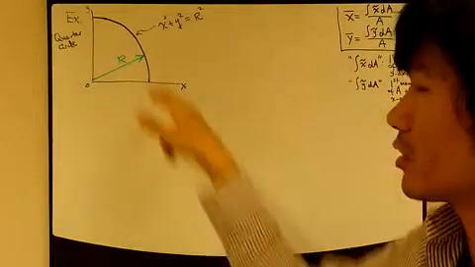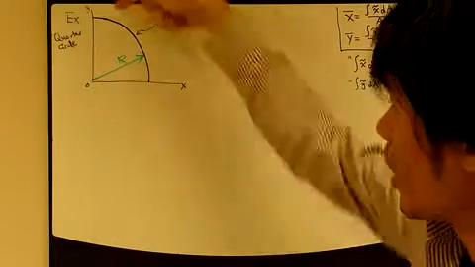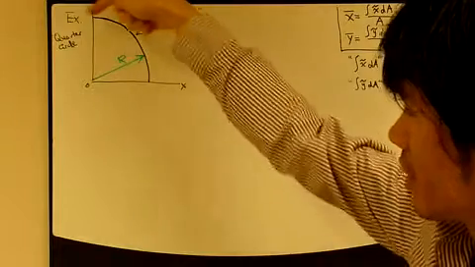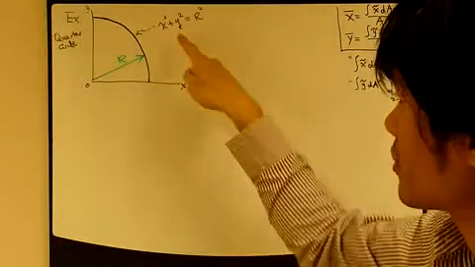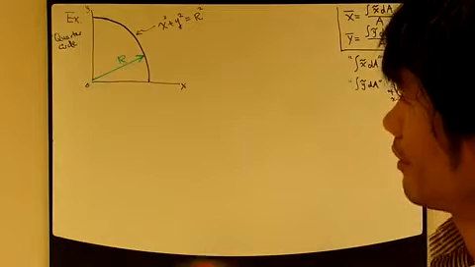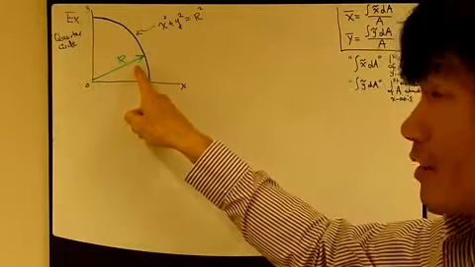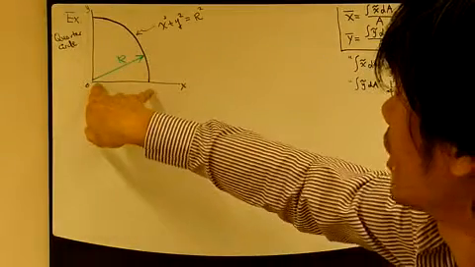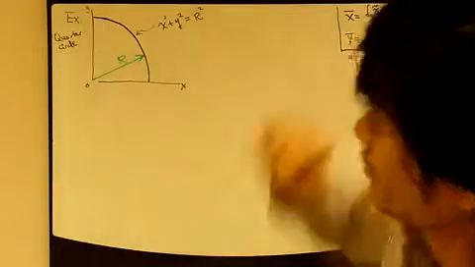Now, this is a quarter circle. I have an equation to describe this line right here, the circumference, which is x squared plus y squared equals r squared. Now r is constant. So this is r, and this is also r.